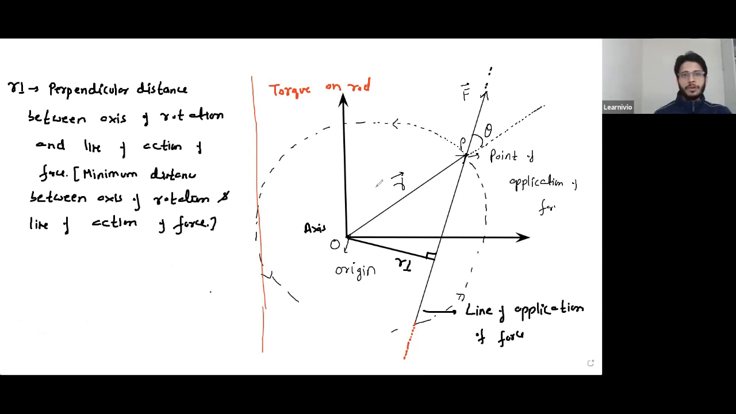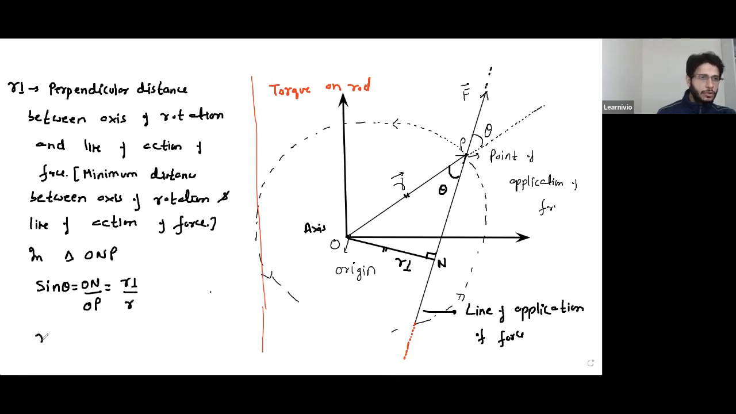This is our perpendicular. If this angle is theta, let's name this triangle ONP. In triangle ONP, if I calculate sine theta, sine theta is the perpendicular upon the hypotenuse. So sine theta is ON over OP. ON is R perpendicular, OP is R. So you can say that R perpendicular is R sine theta. That's my equation number 2.